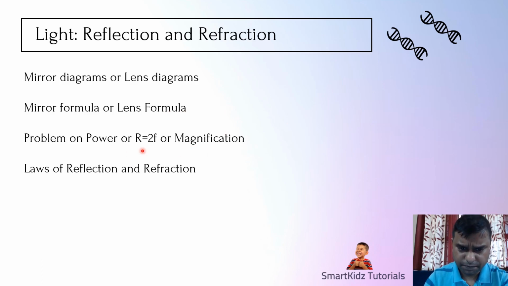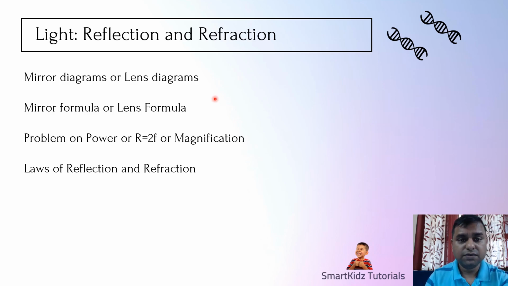You can also get a problem where you're given the radius of curvature and asked to find the focal length, or if you're given the focal length, asked to find the radius of curvature. Sometimes it may be direct, sometimes it may be indirect as well. For example, you may be asked to find the radius of curvature when you're given the object distance and also the image distance. So you have to apply the mirror formula or the lens formula to get the focal length, and from that focal length you can get the radius of curvature as well.